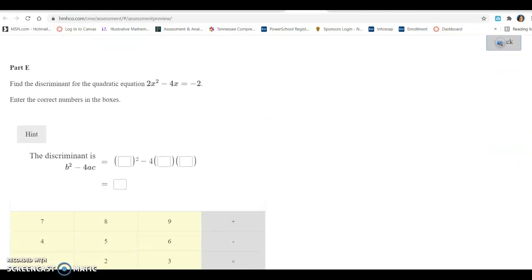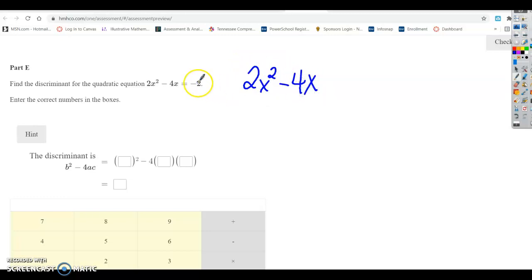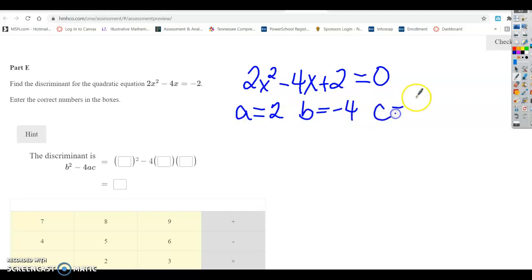All right, this one is not written in standard form, so be careful. Let me see if I can write on it. So this one should be written as 2x squared minus 4x, and we have to add 2. This has to be set equal to 0 to be in standard form. So I'm going to add 2 equals 0. And so that will make a difference in your A, B, and C. So A is 2, B is negative 4, and C is also 2.